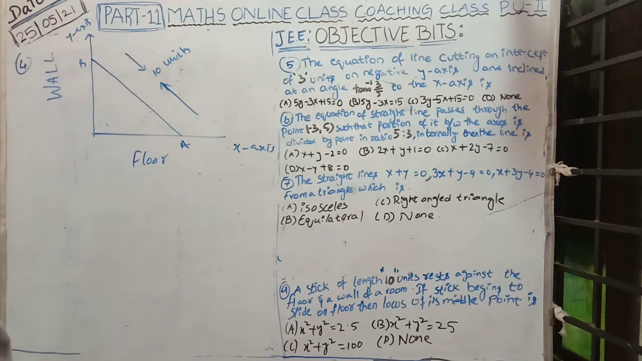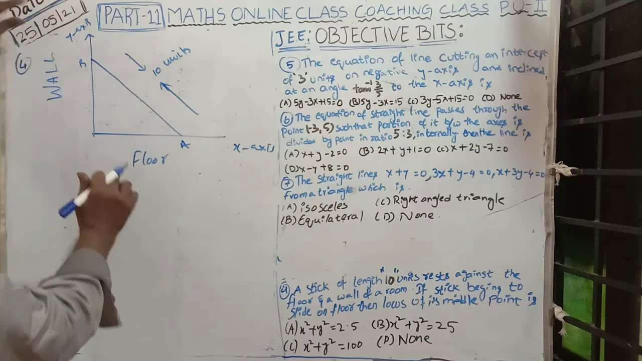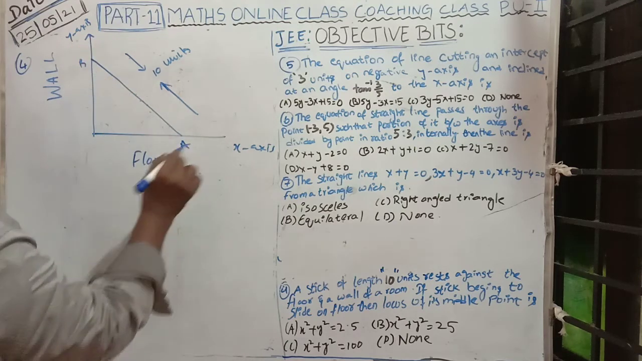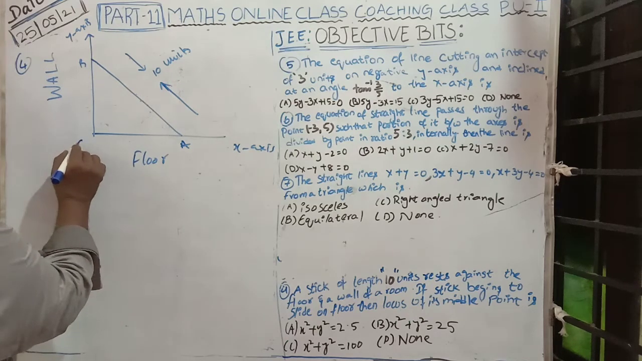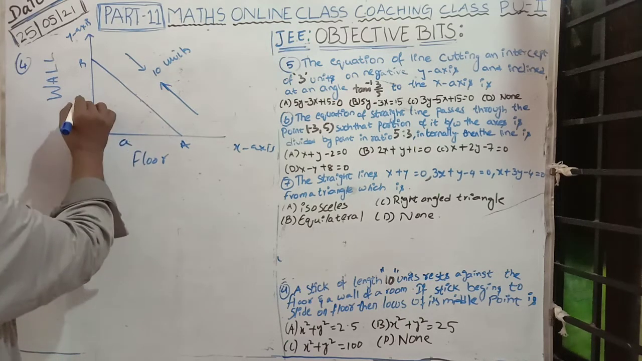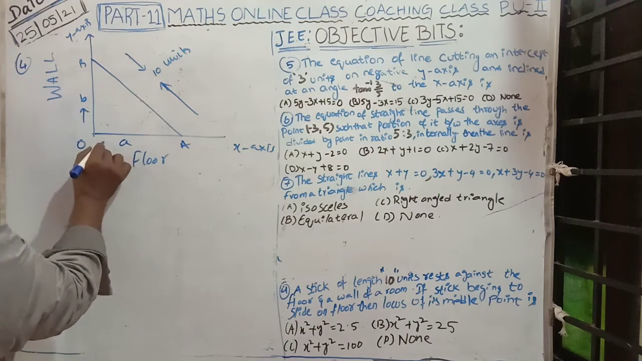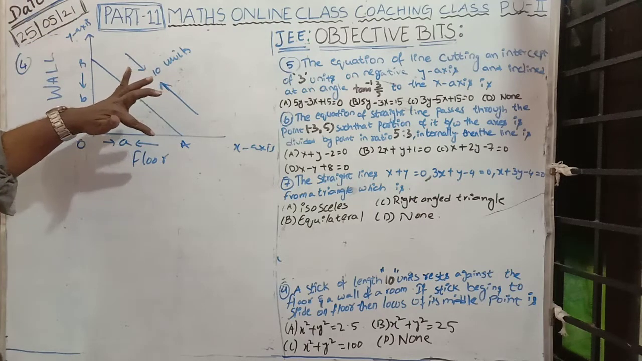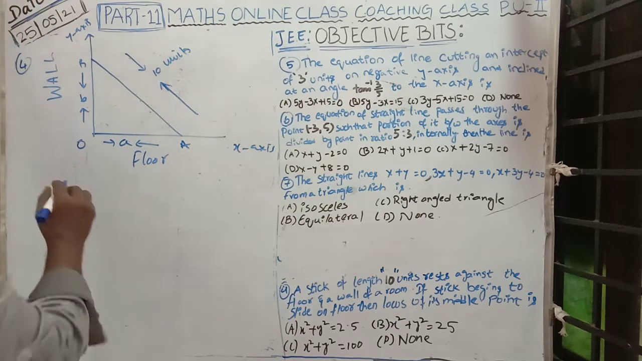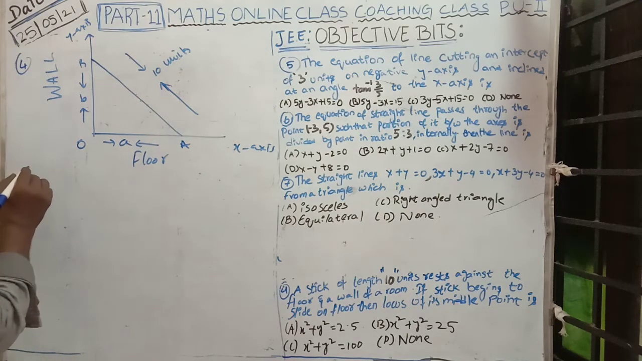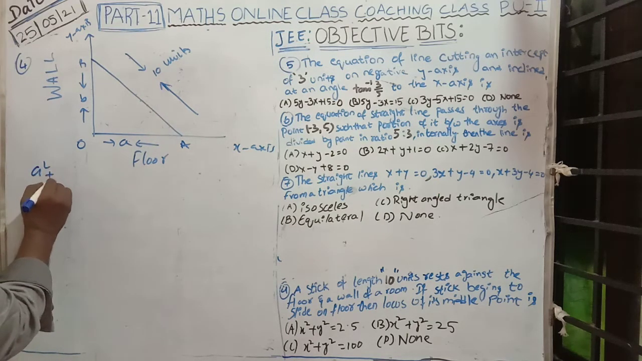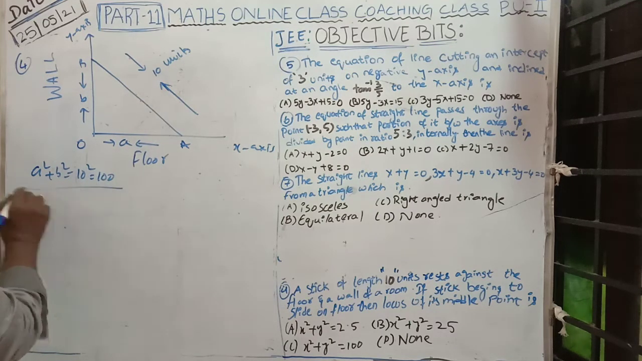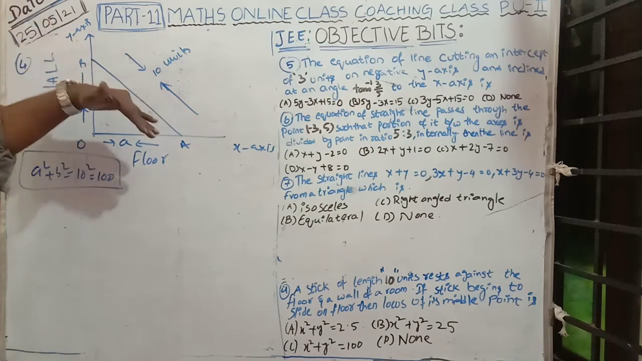It slides. Sliding means at one time it is like this, at one time like this. It makes some intercepts. Say it is A comma B. It is not given; we are assuming it is a line. Then there is the triangle OAB. A square plus B square is equal to 10 square, that is equal to 100, because the length is given.